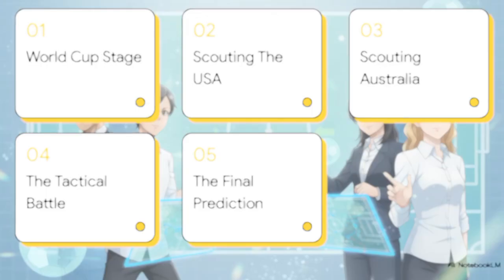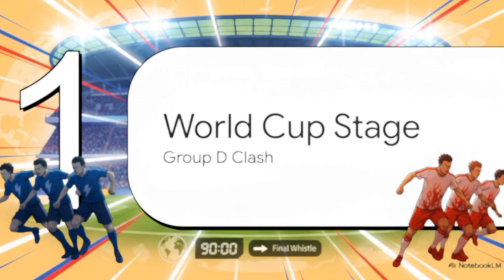Here's the chalkboard outline for today's briefing. 1. The World Cup stage. 2. Scouting the USA. 3. Scouting Australia. 4. The tactical battle. And 5. The final prediction. Memorize this flow. Starting off with Section 1.